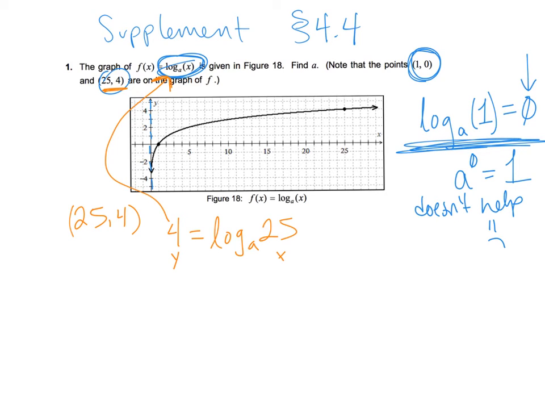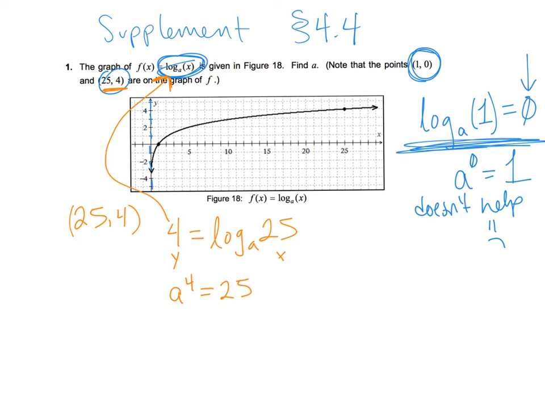So let's rewrite this in an exponential form. What this means is a to the 4th power is equal to 25. I only have one calculation to do to figure out what a is. Anybody? Anybody tell me? Anybody? So many hands raised.